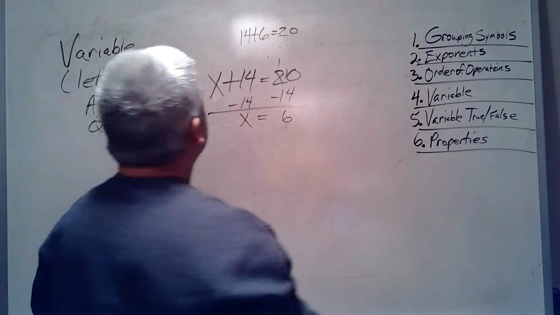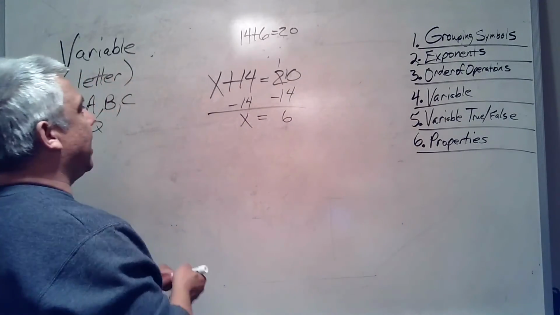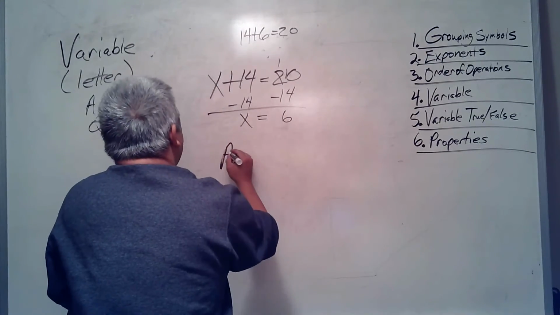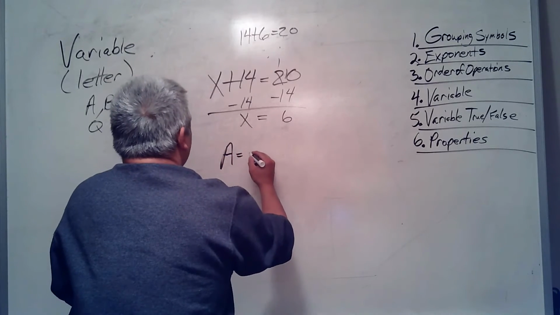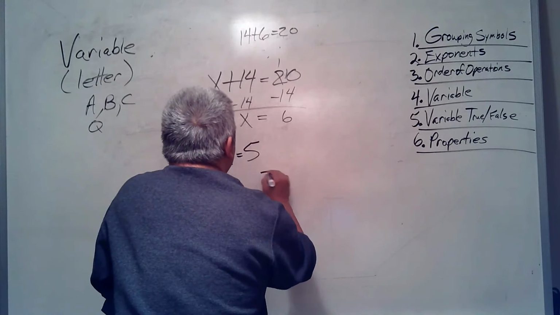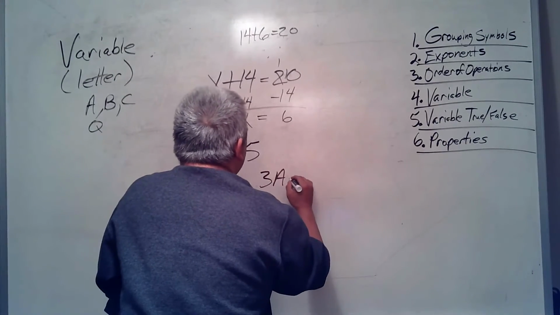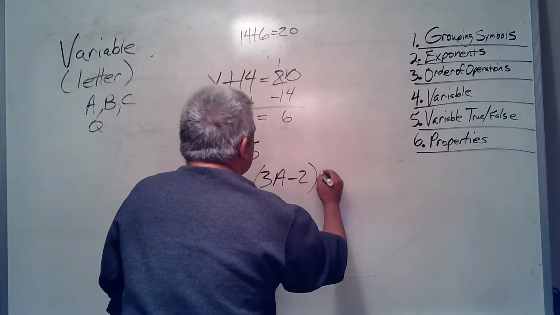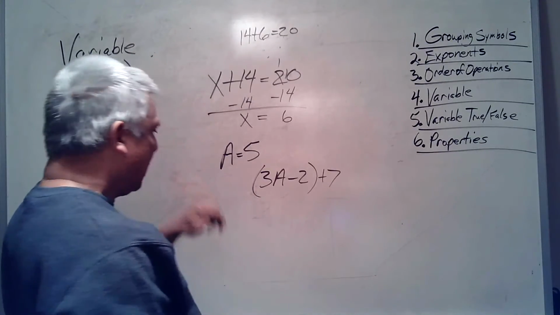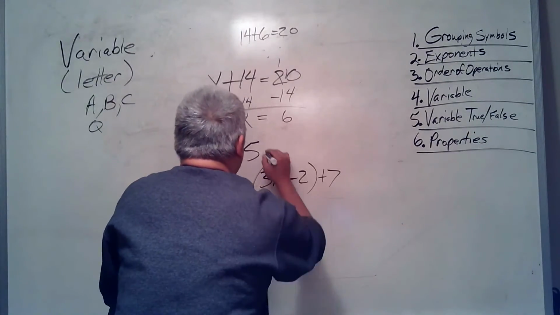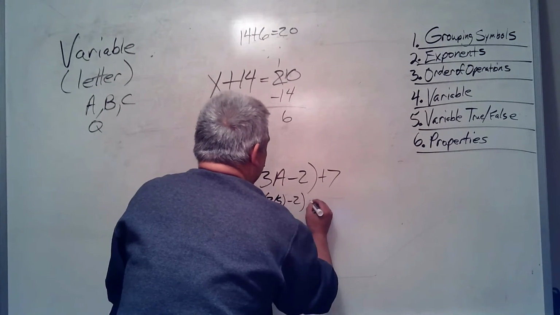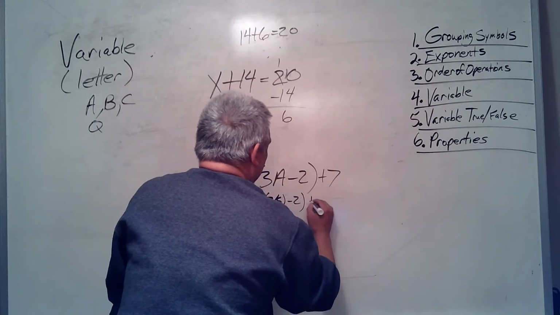All right, so we were talking about solving for a letter. Does it have to be x? No. I could say A equals 5. And then down here I could go 3A minus 2 parentheses plus 7. Okay. And then we say, all right, what are we going to do? We're going to plug this A in here. And it turns into 3, 5, minus 2, go like that, plus 7.